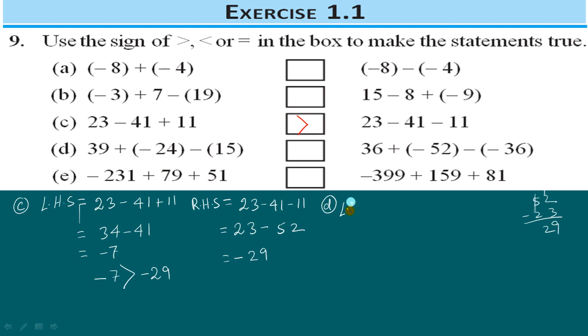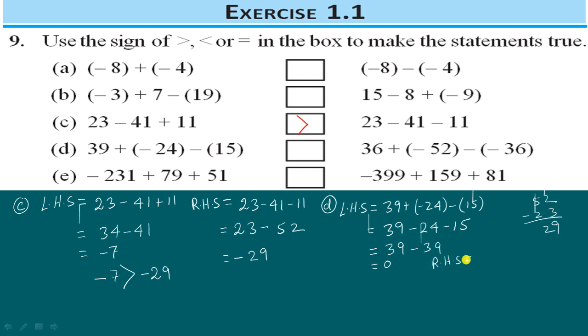In question number D, you will find the left hand side is equal to 39 plus of minus 24 minus, in bracket it is 15. Therefore, we are getting 39 plus into minus is minus 24 minus 15, or we are getting it as 39 minus, 24 and 15 will be added. Therefore, 4 plus 5 is 9, 2 plus 1 is 3, 39. 39 minus 39 is equal to 0.